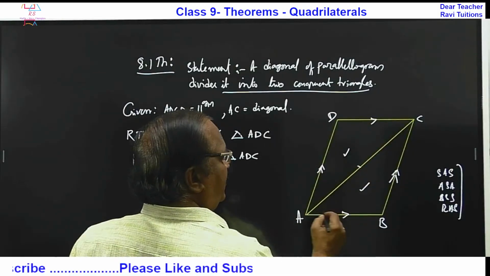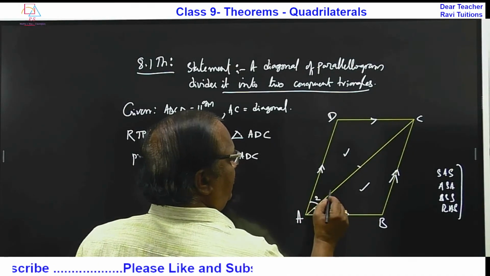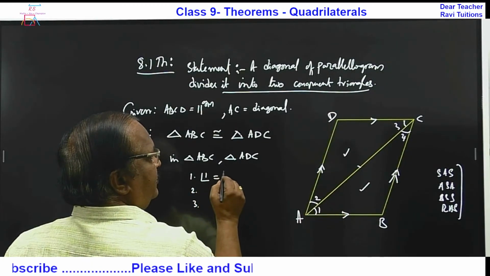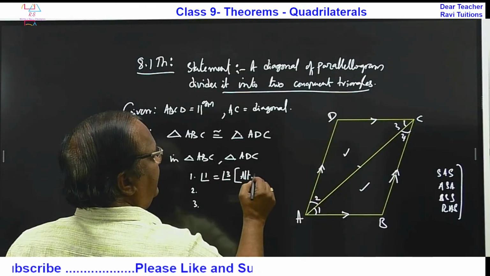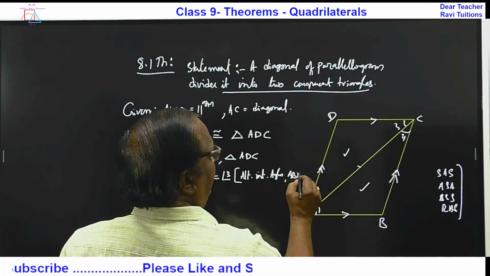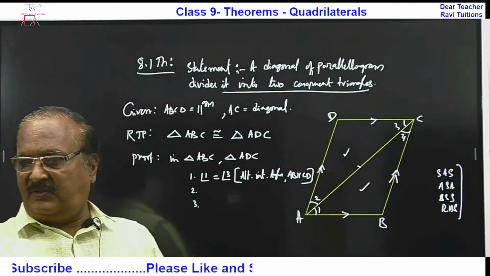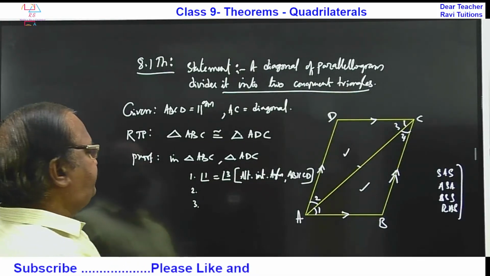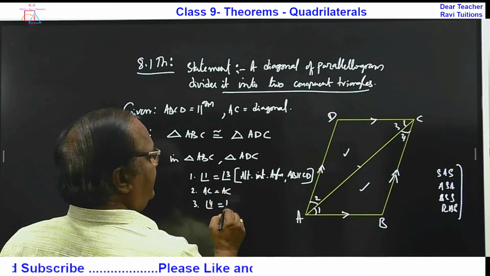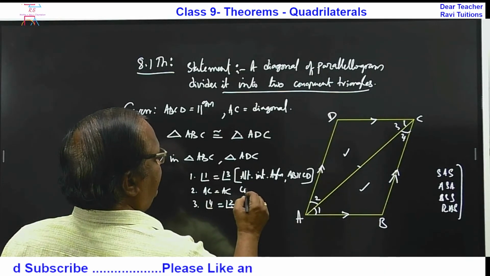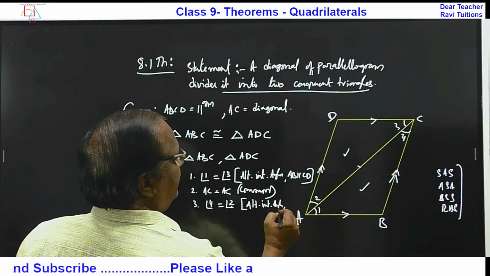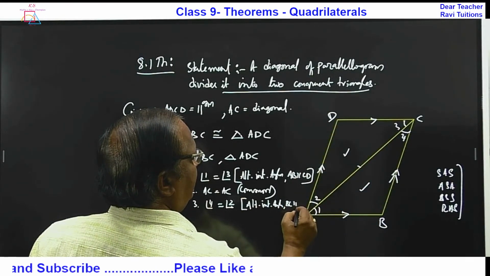We know that these two are parallel lines. Let us say if one is 2, then this is 3 and 4. So angle 1 is equal to angle 3 because of alternate interior angles, and AB is parallel to CD. Then AC is equal to AC, common, and at the same time angle 4 is equal to angle 2, same reason: alternate interior angles, and BC is parallel to AD.